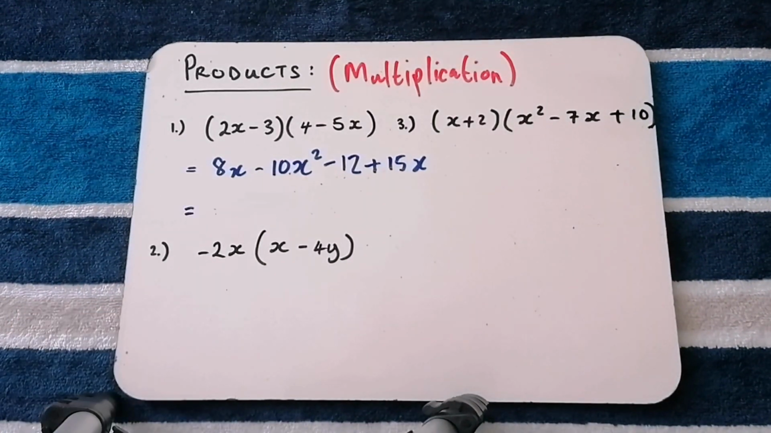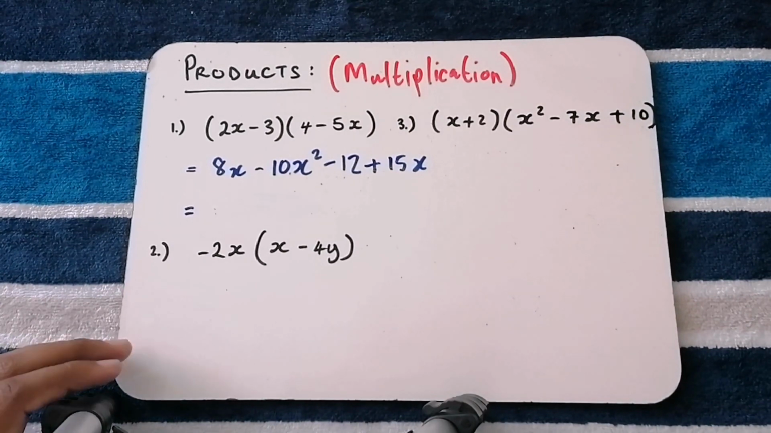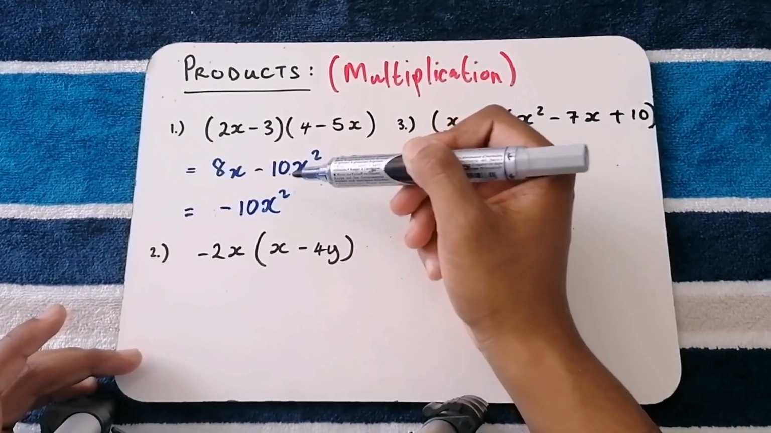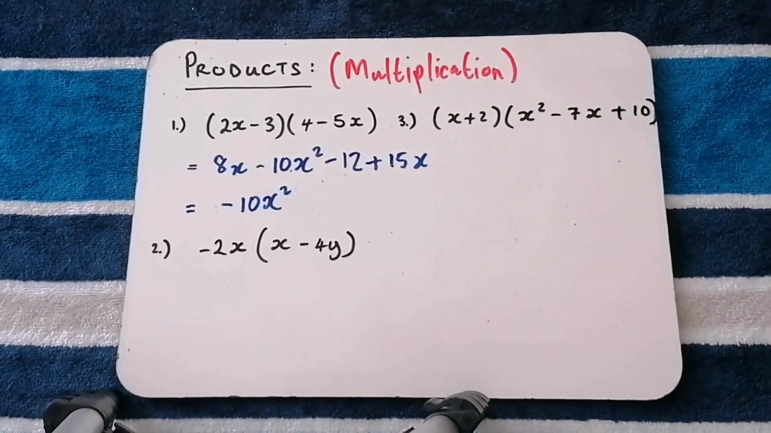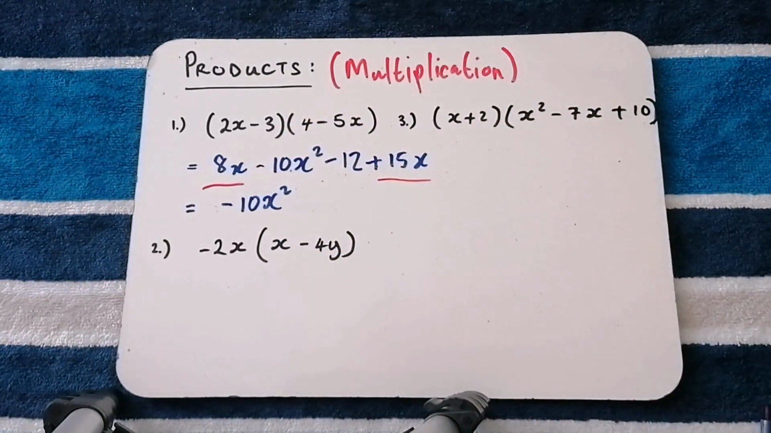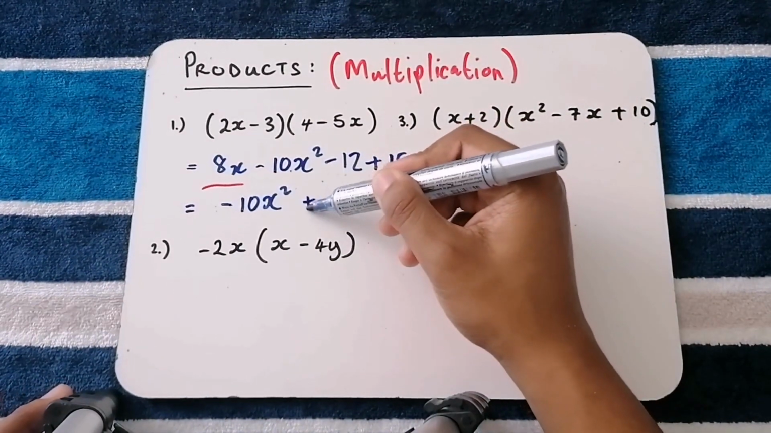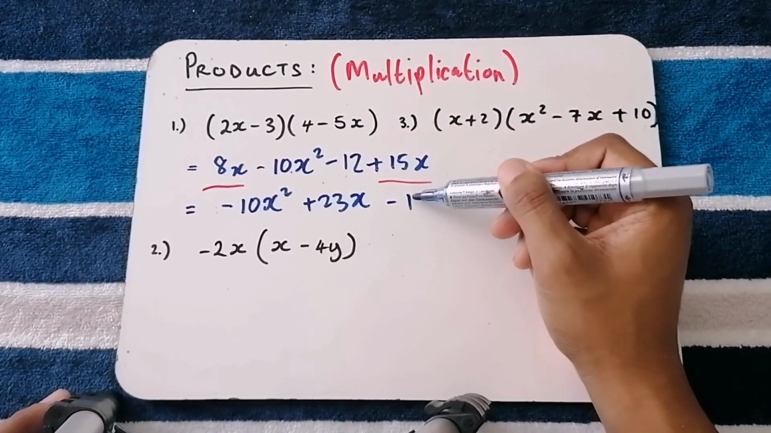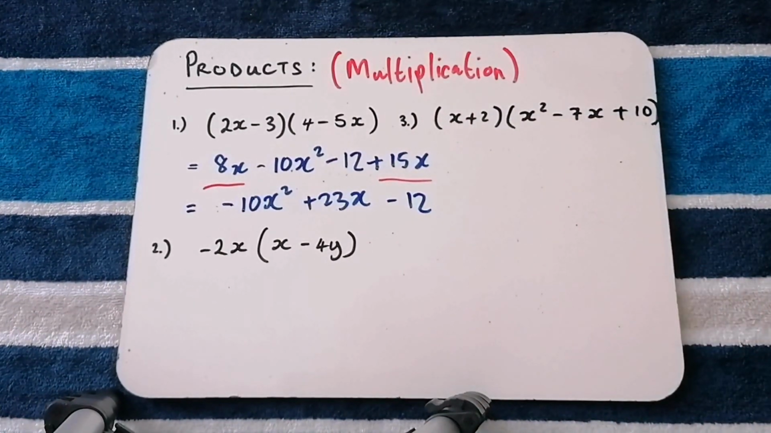Now I want to write this in a simpler form using the descending powers of the x exponent. So we'll start with the negative 10x squared, as that's the biggest exponent. Then I have like terms here as well, the 8x and the 15x. We're going to add those terms, and that gives me 23x. And then lastly, it's the constant, negative 12. Doesn't have any friends, so he goes all on his own. Cool. Let's move on to the second question.